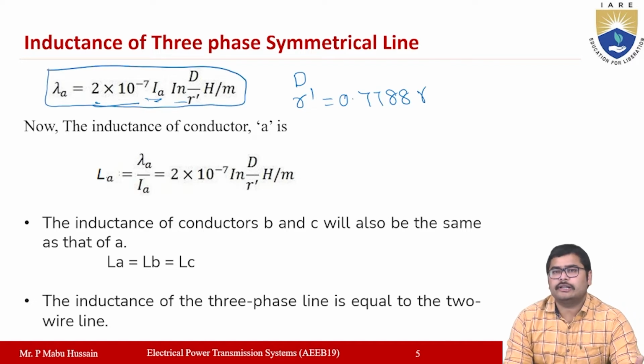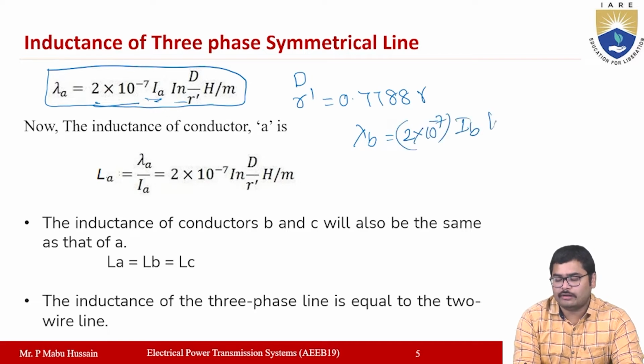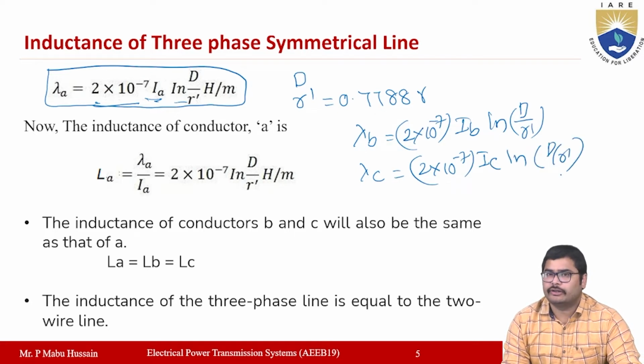So this is the flux linkage of conductor A. Similarly, you can write the flux linkage of conductor B and conductor C also for current flowing in all three conductors. For B, you will get 2 into 10 power minus 7 IB ln D by R dash. For C, lambda C will be equal to 2 into 10 power minus 7 IC ln D by R dash. Like that you will get.